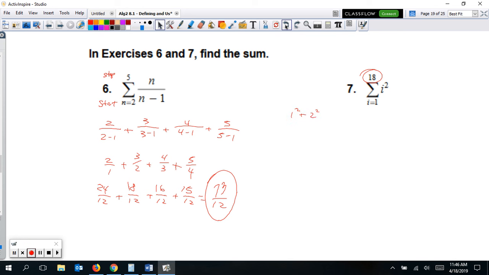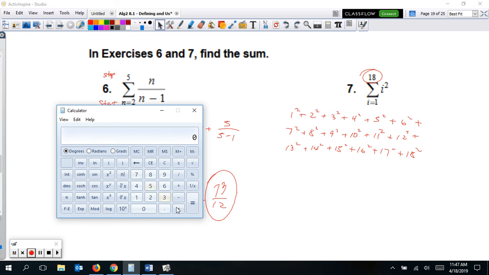1 squared plus 2 squared plus 3 squared plus 4 squared plus 5 squared plus 6 squared plus 7 squared all the way to 18. 9 squared, 10 squared plus 11 squared, a whole bunch of these numbers. 13 squared plus 14 squared plus 15 squared, almost there, plus 17 squared, finally 18 squared. So that's what we're really doing here, and we would need to square all of these numbers and then add them all up. Well, we can do that on the calculator here. It might be a little easier to try just using our calculator and just plug it in.